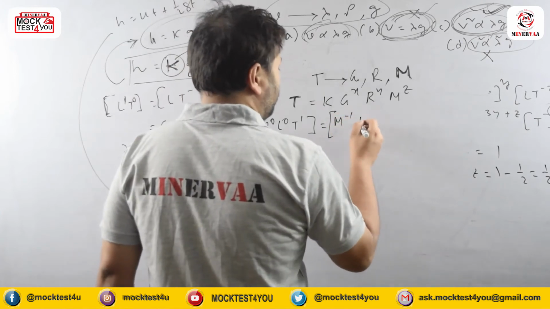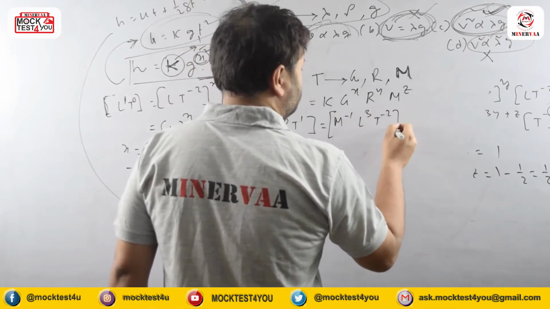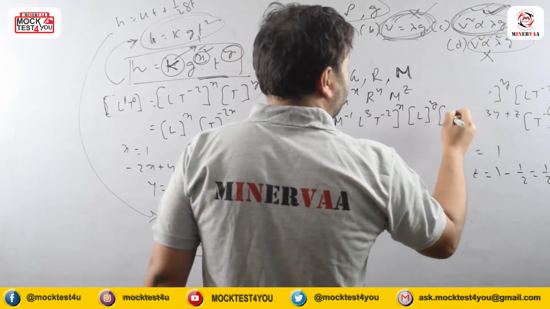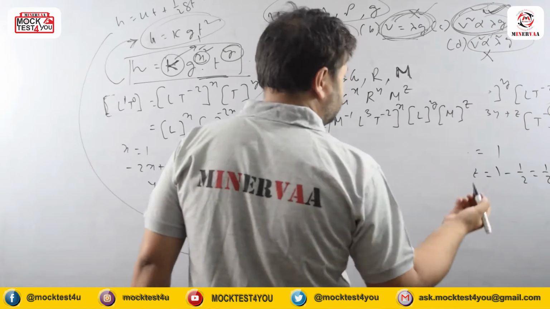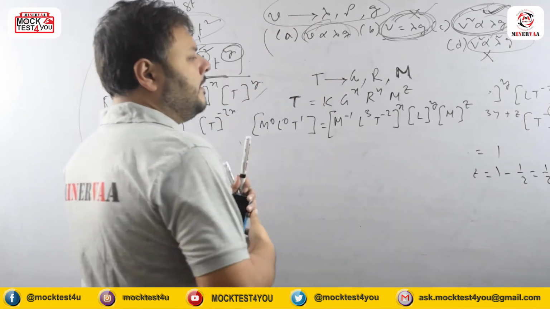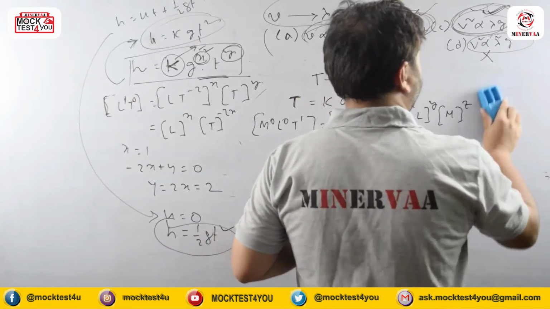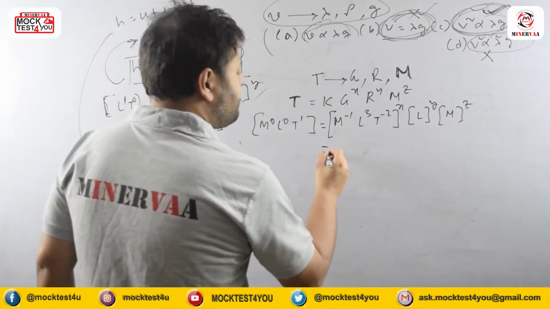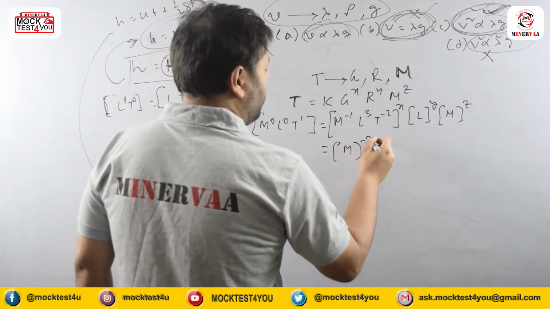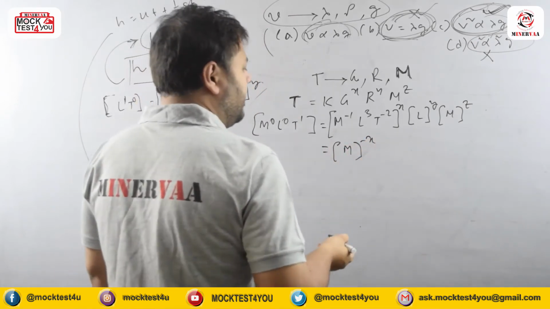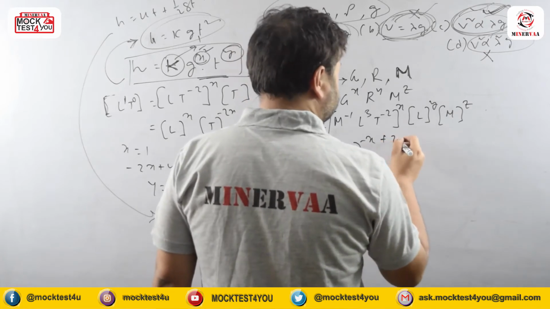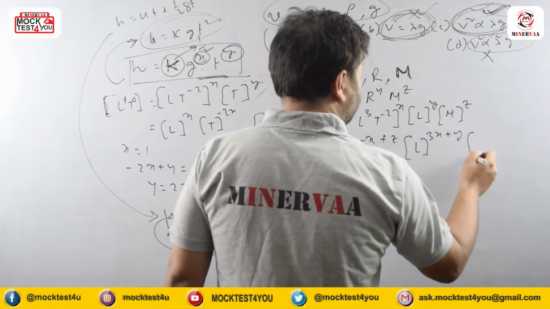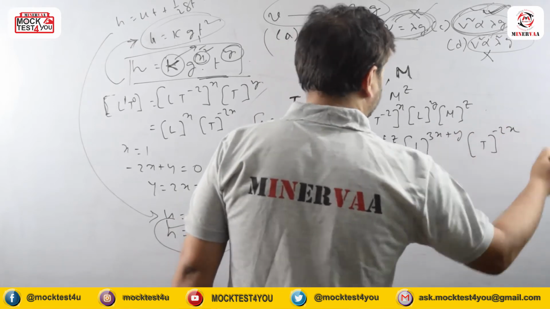So it is M to the power minus 1, L cube, T to the power minus 2, whole to the power x, the radius, that is L to the power y, and the mass, which is M to the power z. So now from here, if I concentrate on this particular thing, it is M to the power minus x plus z, L to the power 3x plus y, and T to the power minus 2x.